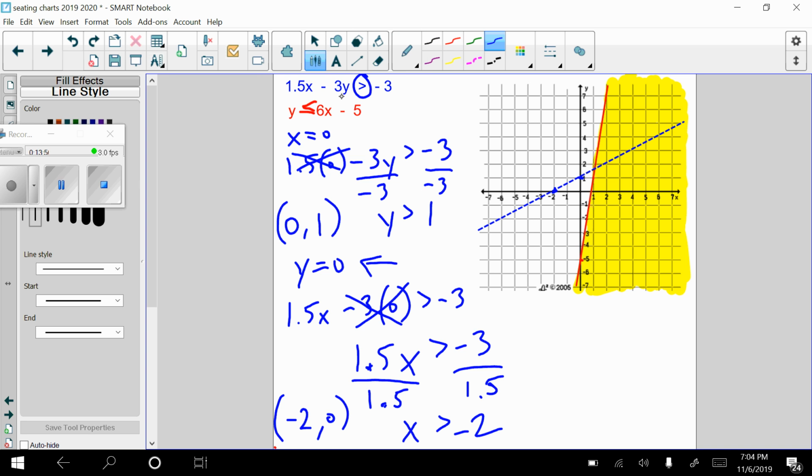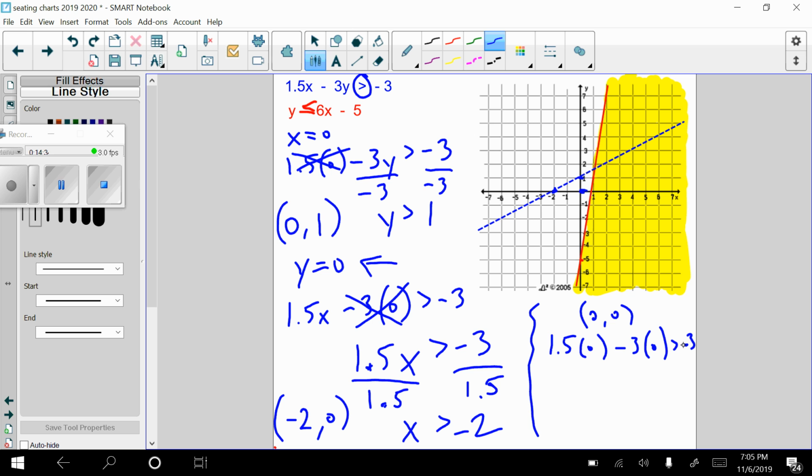The only way to do this, really, when you have an equation that's in this format, where y is not by itself, is you just need to plug a point in. So again, I'm going to test 0, 0, right there. So if I test 0, 0, my x value becomes 0. 1.5 times 0, subtract 3 times 0 should be greater than negative 3.